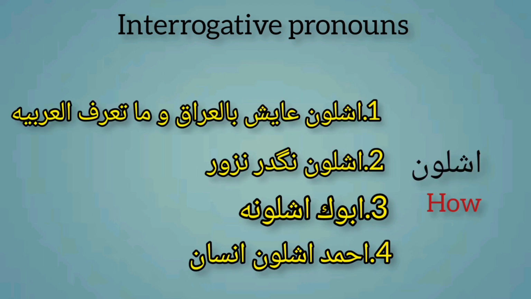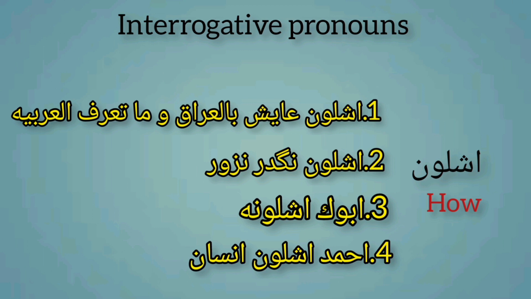The next pronoun is شلون. شلون means how. But شلون itself is a questionable word. For example, if someone says, I did that, you can say شلون. How? Shloon itself is a questionable pronoun.